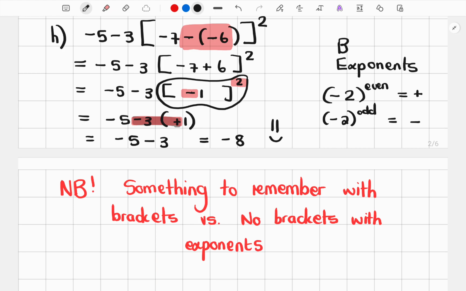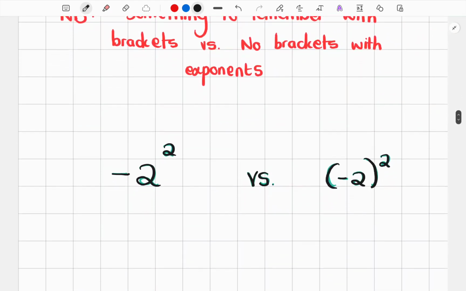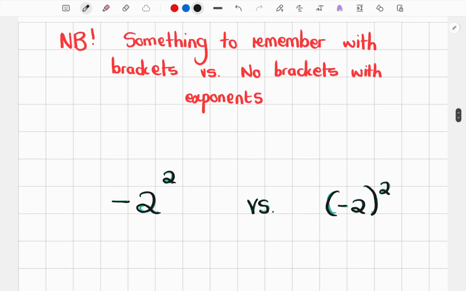That's your last or second last step, and then you add and subtract. Okay, so now very, very important: something to remember with brackets versus no brackets with exponents. If we look over here, when the -2 is not within brackets, the exponent 2 only belongs to the 2. So the negative comes down, and 2 to the power 2 is 4.